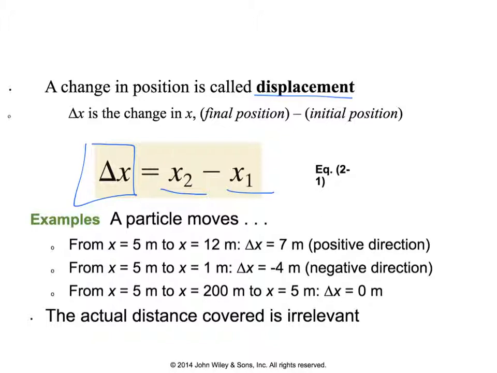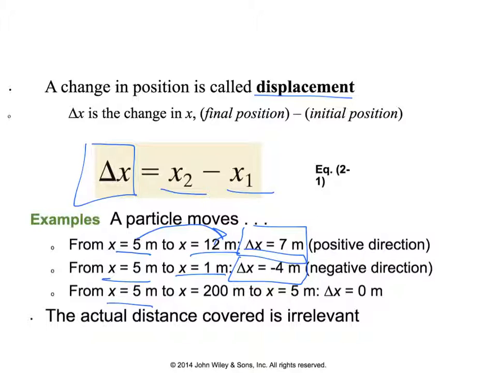So if we have a particle that moves from the 5 meter mark to the 12 meter mark, the displacement is 7 meters. It's a positive 7 meters because it increased 7 from 5 to 12. If it starts at the 5 meter mark and then ends up at the 1 meter mark, then the displacement is negative 4 because it's going backwards. It's going in the direction of decreasing numbers, and so the displacement is negative 4.